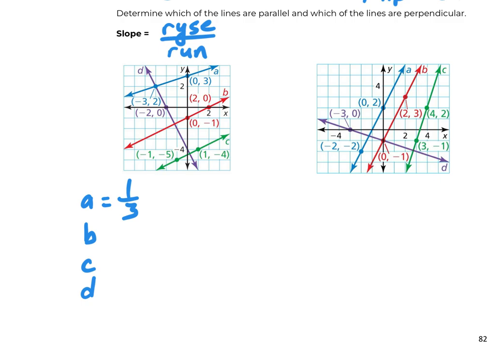Okay, line B, they're all labeled right here. We're looking at the red one. So we're going to go from here to here. We're going to go up 1 over 2. So our slope would be 1 over 2. For C, C is the green one down here. We're going to go from here to here. So we're going to go up 1 over 2.